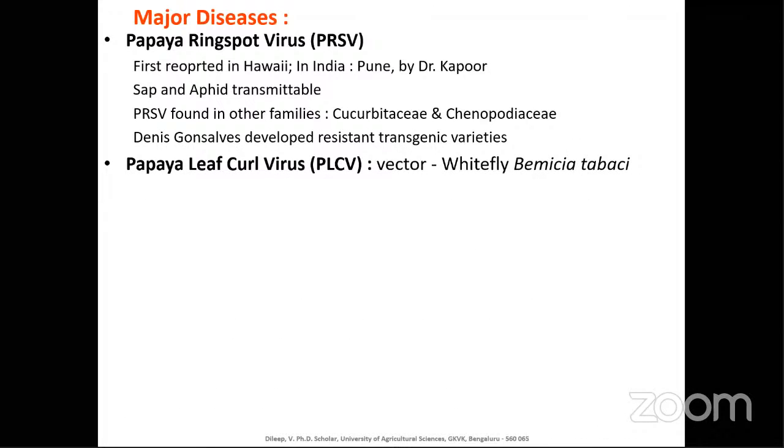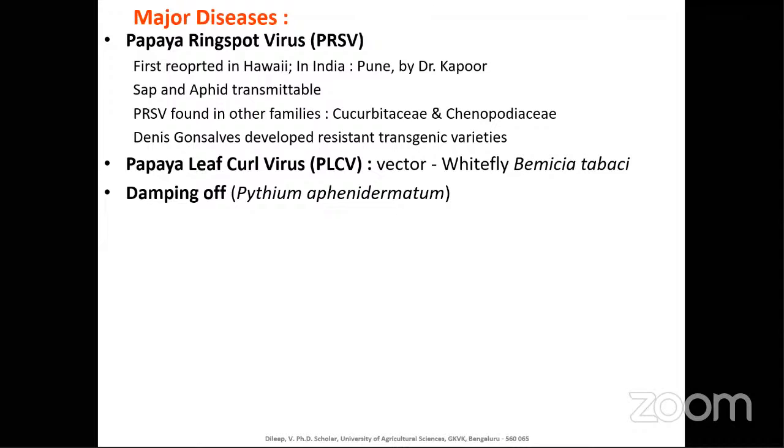It is both sap transmissible and aphid transmissible, and PRSV is also found in other families, Cucurbitaceae and Chenopodiaceae. So you have to be very careful in growing. If you put an intercrop of any cucurbitaceous gourd, cucurbits can act as an alternate host and there is a chance of disease emergence. Cucurbits, and some leafy vegetables of Chenopodiaceae, should not be intercropped with papaya. The scientist Dennis Gonsalves developed the transgenic varieties resistant to papaya ring spot virus.